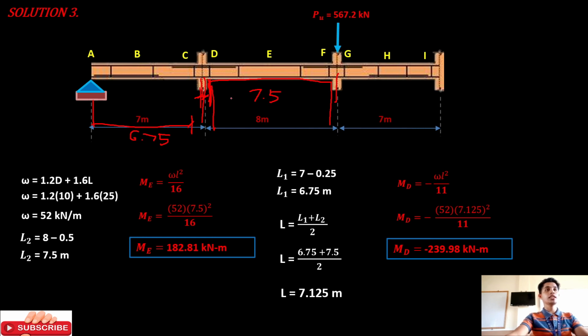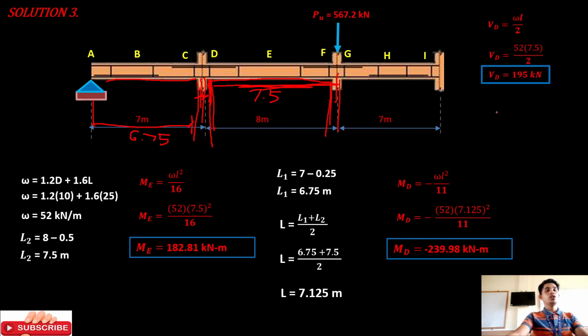Last, may shear sa D. So, ano ba shear dito? WL over 2 lang. Dito, 1.15. WL over 2. Dito, 1.15 din. Dito, WL over 2. So, okay, WL over 2, 52 times 7.5 kasi yung clear span nito. Ay, dito pala. Ito yung tinatanong. So, shear at D is 195 kN.